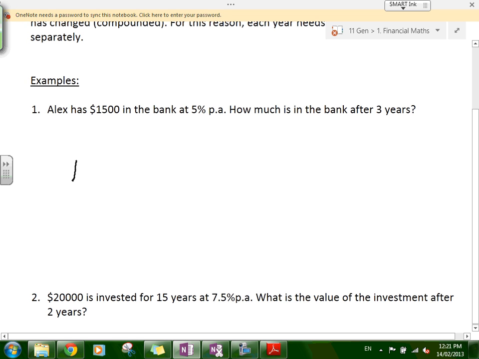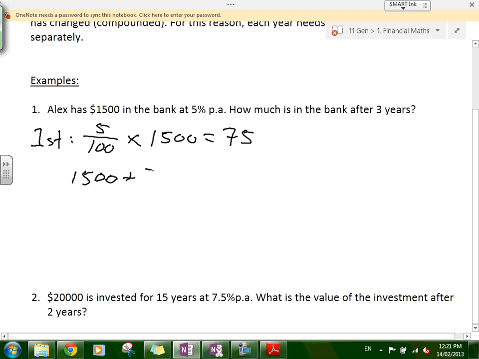So we've got after 3 years. What we need to do is take it year by year. So I'm going to do the first year. There's a couple of ways you can do it. First thing, we can work out 5%. This is the long way. 5% of 1,500 equals 75, I think it is. So $75. And then you have to do 1,500 plus 75. So at the end of the first year, you have $1,575.